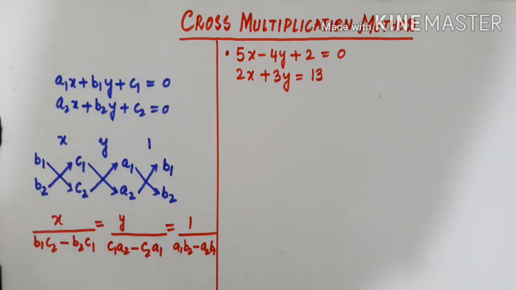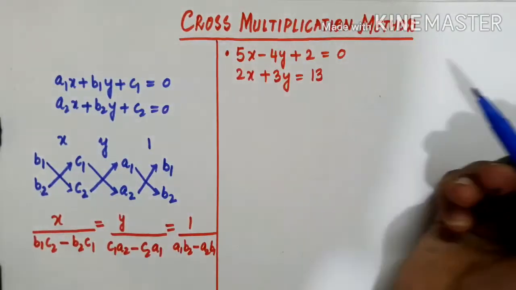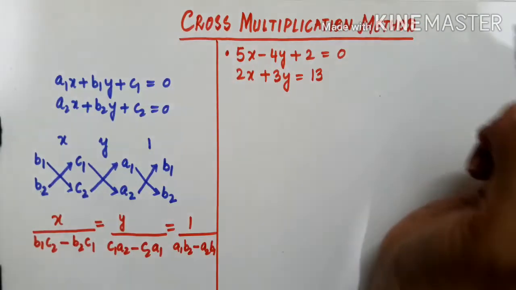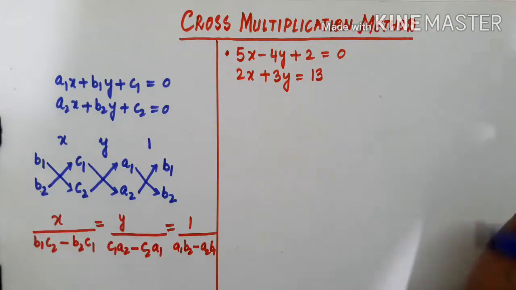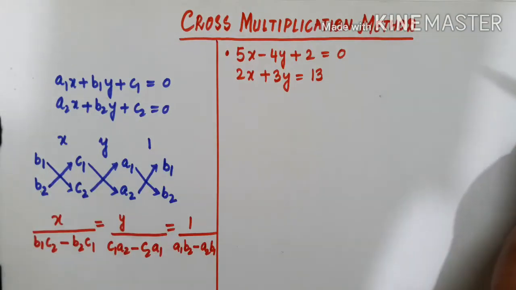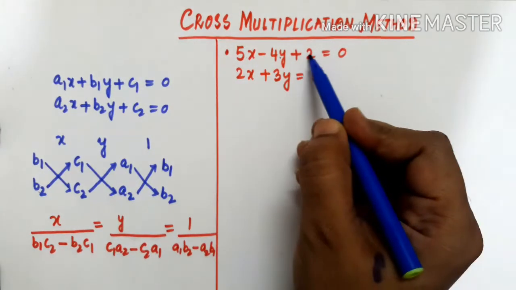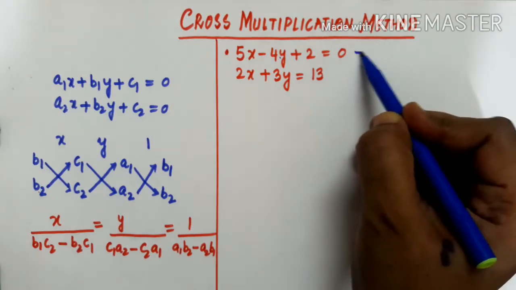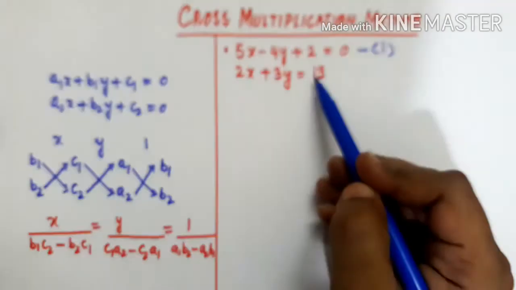All right, so here the question we have is 5x minus 4y plus 2 equals 0 and 2x plus 3y equals 13. First of all, you need to see whether the given equations are in the general form or not. If not, then you need to convert them into the general form. The first equation, 5x minus 4y plus 2 equals 0, is in general form. Let us name it equation 1. Now 2x plus 3y equals 13.